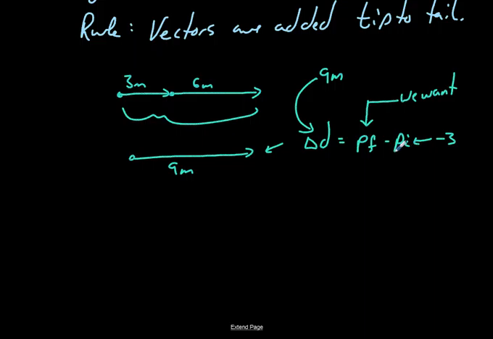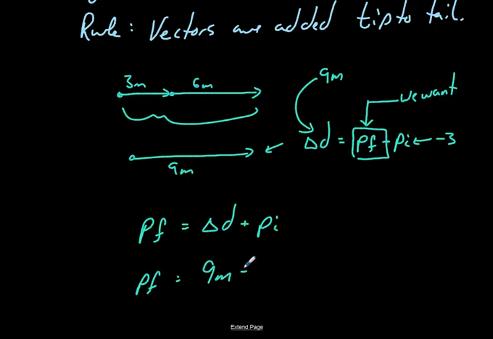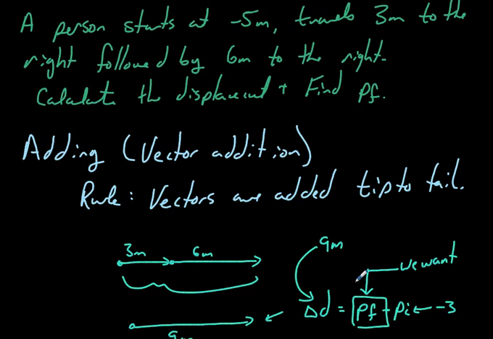We're going to take this formula and rearrange it so that we isolate PF. PF would be found if we take delta D and add PI to it. So what do we get? PF should be found with 9 meters plus -3. If you do this, 9 plus -3, 9, 8, 7, 6, we should be at 6 meters, and that is the final position that we predict this person will be at.